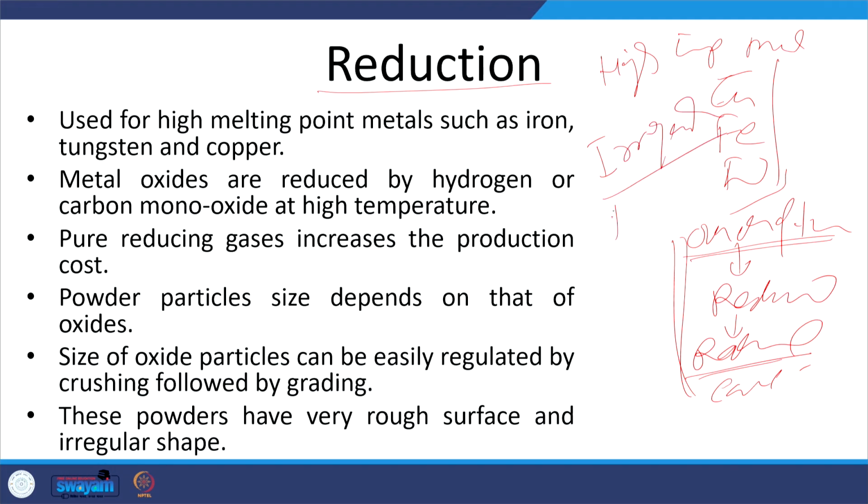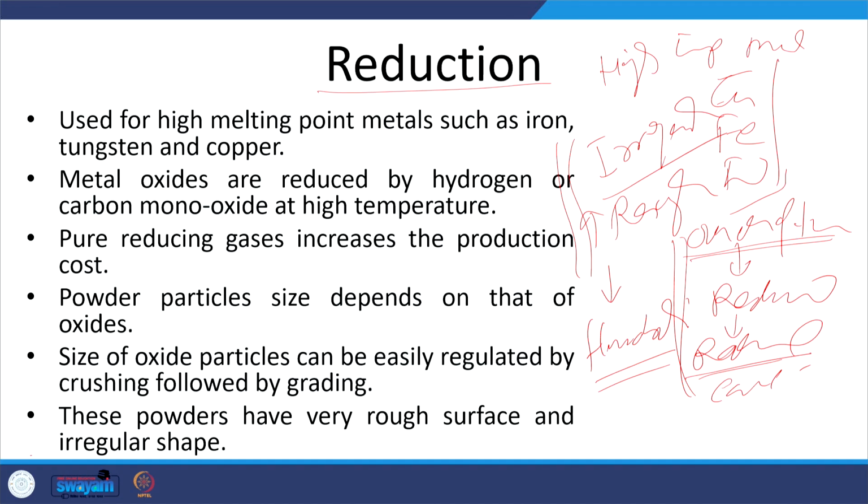So irregular, rough, Ra is high, roughness is high and the shape is irregular. The surface is rough and the shape irregular, and both of these adversely affect the flowability of the powder particles.